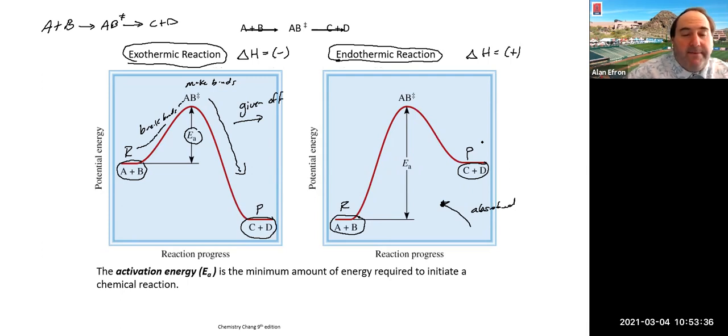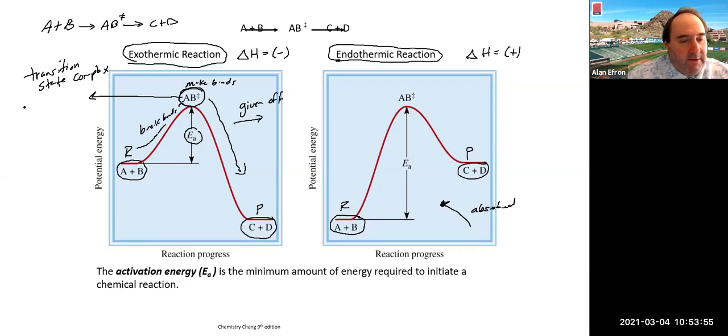So what happens as we approach the top? Well, when we approach the top up here, we get this guy here with the weird symbol next to it. This is sometimes referred to as a transition state complex, or sometimes referred to as an activated complex.